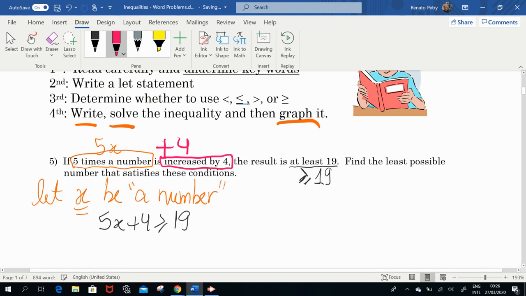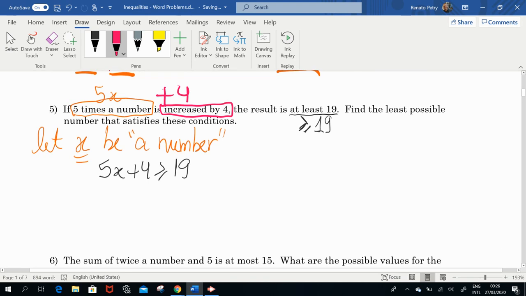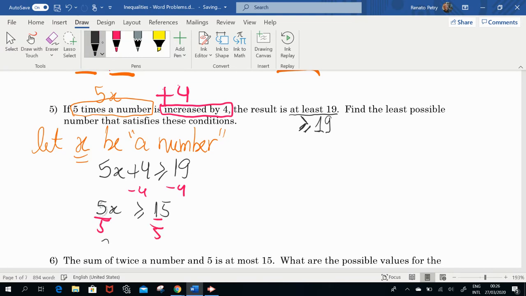I wrote, now I solve, and then I graph. So now I'm going to solve. I start by subtracting 4, and this will be 5x greater than or equal to 15. Then I divide by 5, and this will be x greater than or equal to 3. I wrote, I solved, now I'm going to graph this.